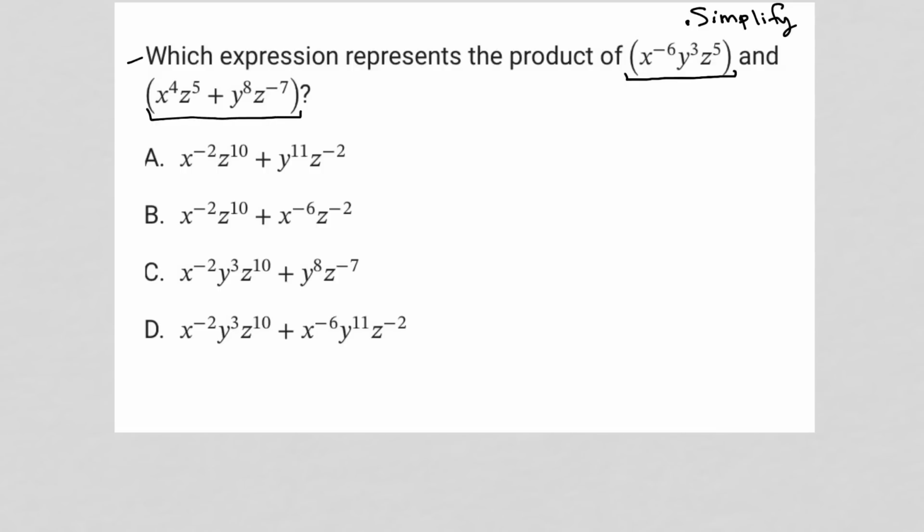So when I read this question, it says, which expression represents the product of, so I'm going to start writing this down. So I have x to the negative 6, y to the third, z to the 5. And I know I'm doing a product, so I'm multiplying by this next expression, which is x to the 4, z to the 5, plus y to the 8, z to the negative 7. So how do I find the product?